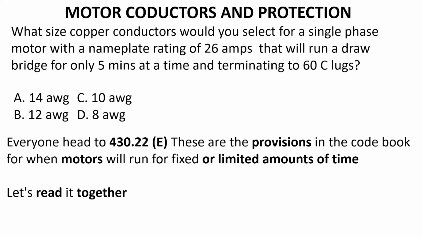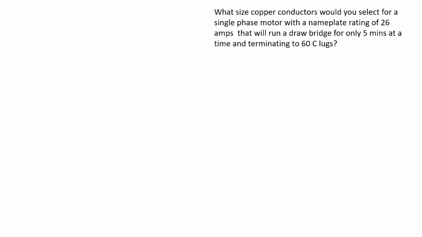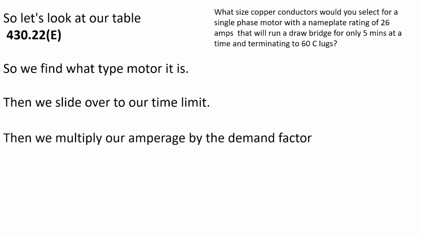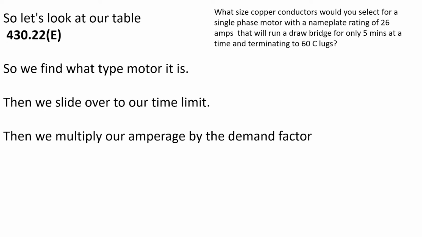In this case, our demand factor is going to be 0.85 because in the second large column down, we're looking at drawbridges. We go over for a 5-minute rated motor, and the demand factor is actually going to be in your favor, and it's going to be decreased, allowing you to decrease the amperage and then size your wire. Okay, so let's take a look at our table and just kind of recap. We're looking at 430.22(E). So we find what type of motor it is. In this case, it's a drawbridge, and then we slide over to our time limit. In this case, it is 5 minutes. Then we multiply our amperage by the demand factor.